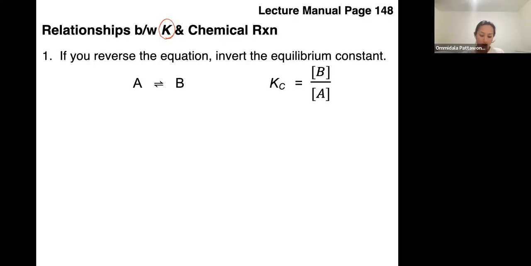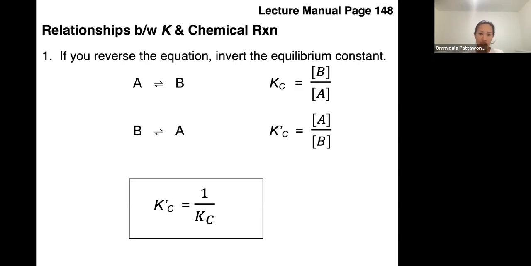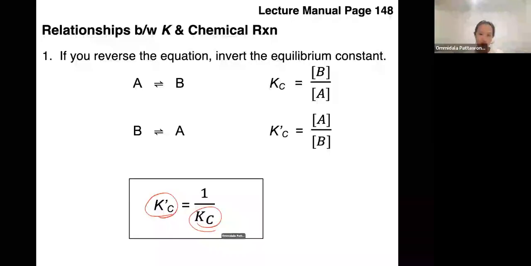If you have the reaction A to B, this is the Kc expression that you can write, product over reactant. Now, if you reverse the equation, you are going to invert the equilibrium constant as well, because now A becomes the product and B becomes the reactant. So when you reverse the equation, you will need to invert the equilibrium constant. The new Kc is going to be 1 over the previous Kc.